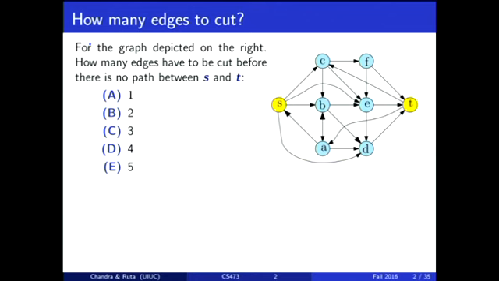Three will suffice, because if I remove all the edges going out of S, then there's no way for S to reach T. Sorry? Oh, there's four. Okay. How many edges are going out of S? Four edges leaving. So 4 will definitely suffice, but is that the smallest? 3. Somebody has found a solution with 3. What are those 3 edges? How about the number of edges going into T? That is 3. If I remove those edges, I can't go from S to T.